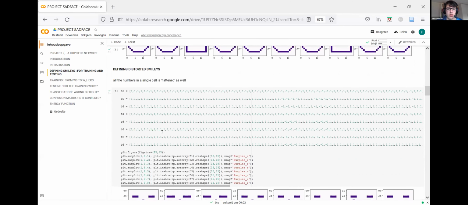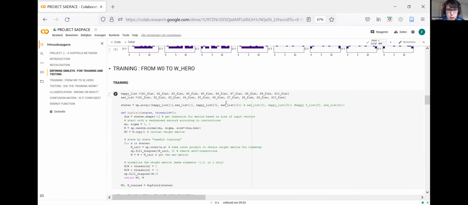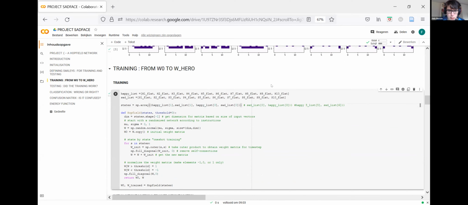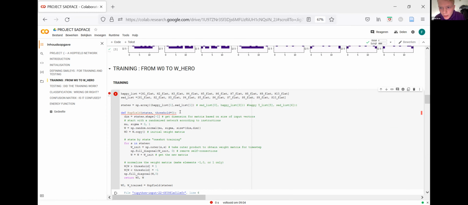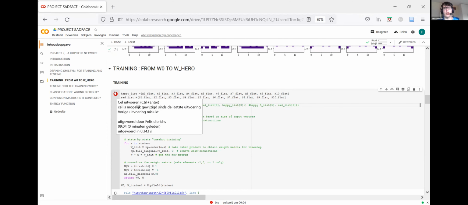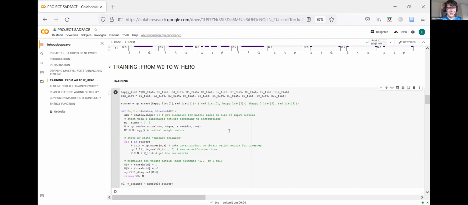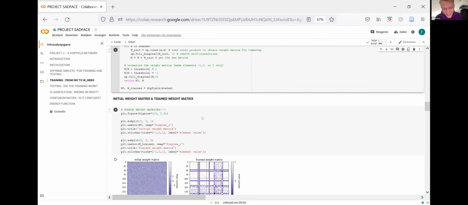So in our original training, we used just those two. And I'll show you that we'll run this. One more bracket. And happy list 1 is, as you can see, H2 flat, which is the second phase. Yeah, because Python works from 0 to 9. It's annoying. It starts with 0.